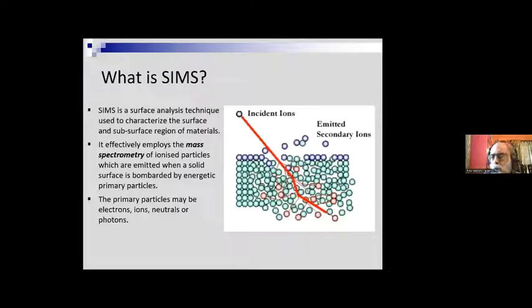Now, in SIMS, let me just tell very briefly what is happening. We are selecting a particular primary ion. It could be oxygen, or argon or krypton, whatever it is, but mostly we are using argon, or oxygen or cesium, depending on the mode of operation.